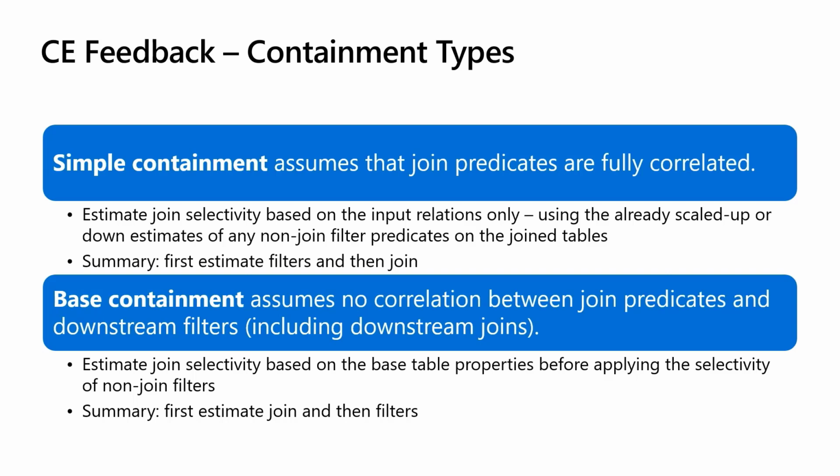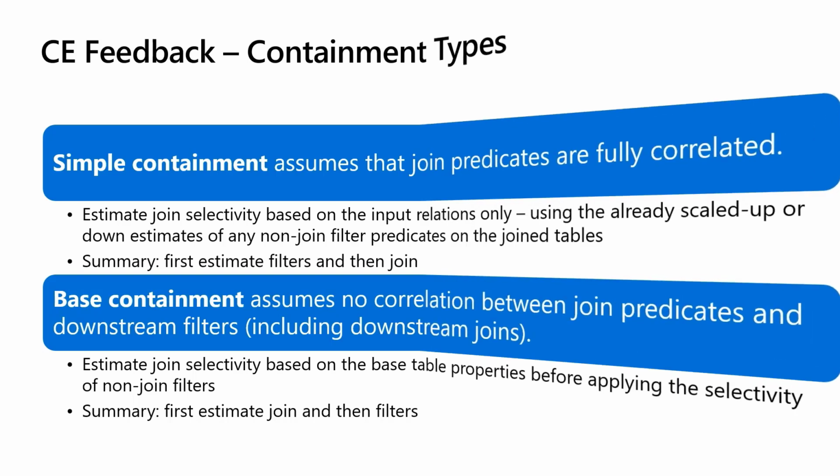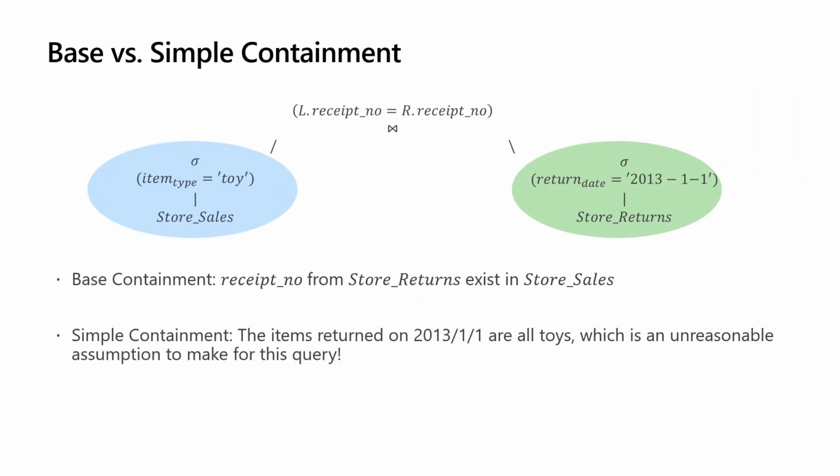Base containment assumes a relationship between the tables themselves, but not a relationship after the filters have been applied. So we estimate the join based on the base table properties, and then any filters that are on top of those tables we use to scale up or down our estimate appropriately.